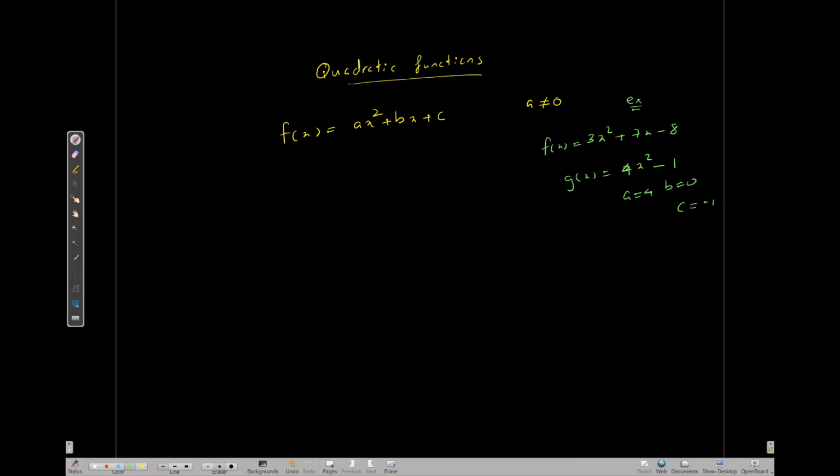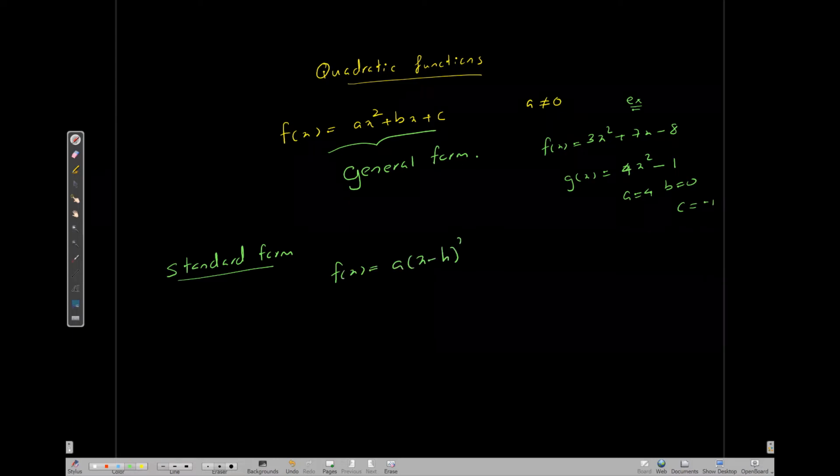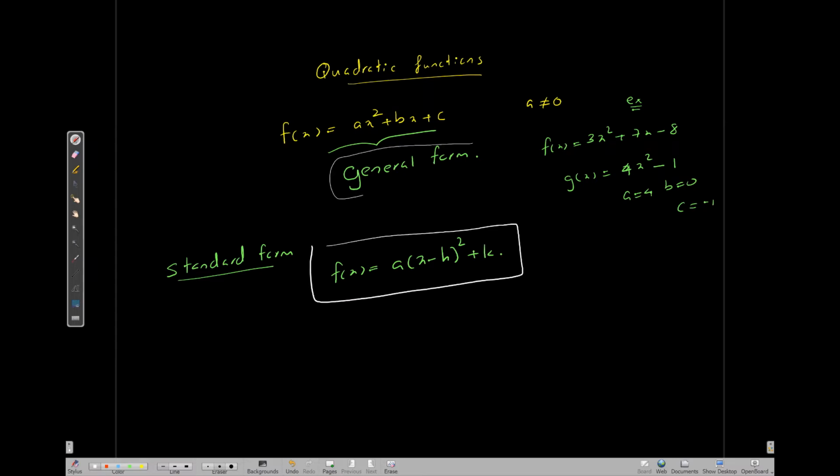Now, if it appears in this form, we call it the general form. And there is another way which is known as standard form. That form is f of x equals a times (x minus h) squared plus k. Today we are going to deal with this form, and later we'll talk about general form. There are a few things before that I need to tell you.